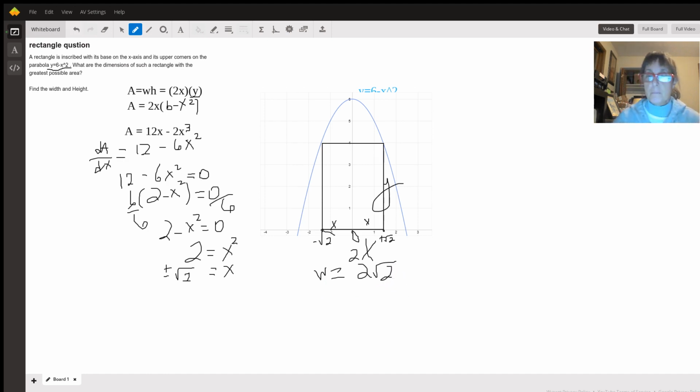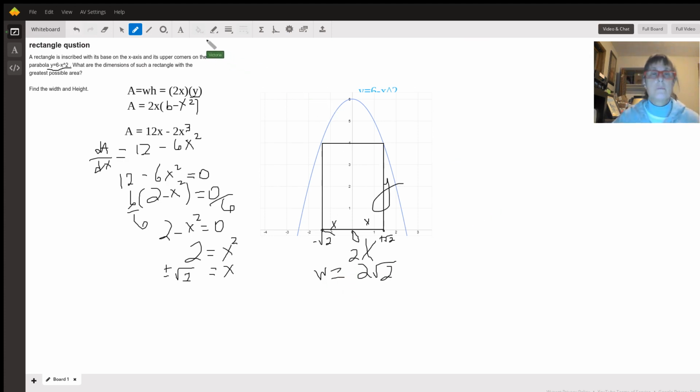That's the width. And then to find the height, we already know what y is. It is 6 minus x squared. So that's 6 minus the square root of 2 squared. So this is 6 minus 2. And it turns out that the height, or y, is 4. Or do they have units? No. So those are your answers.